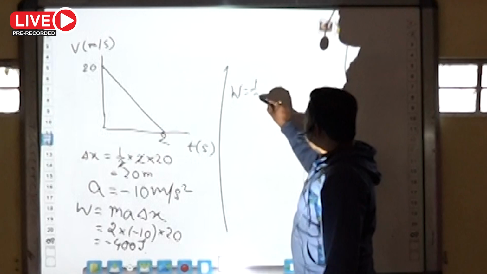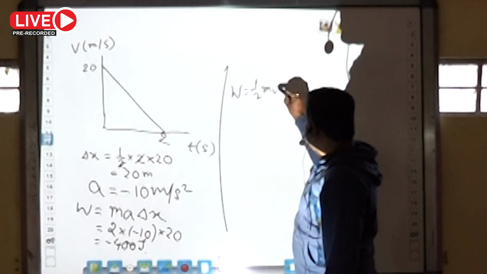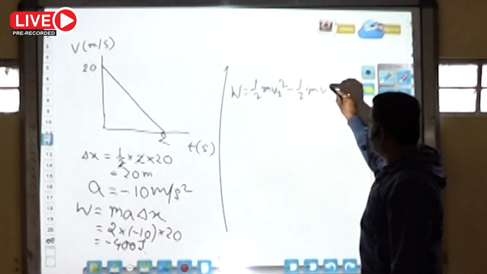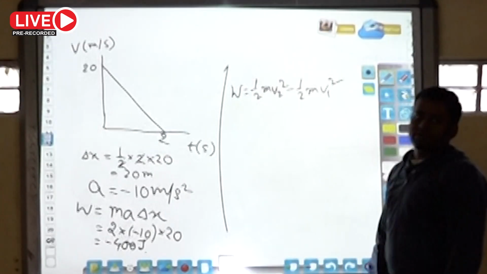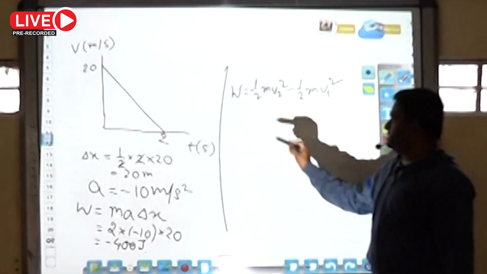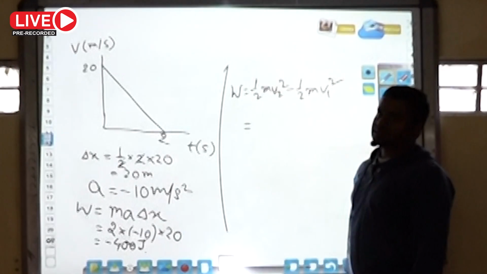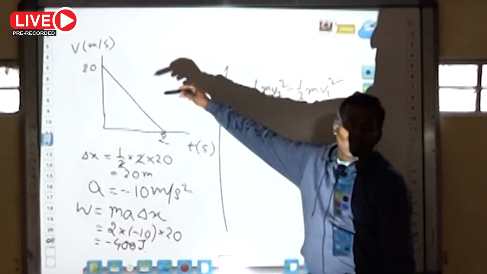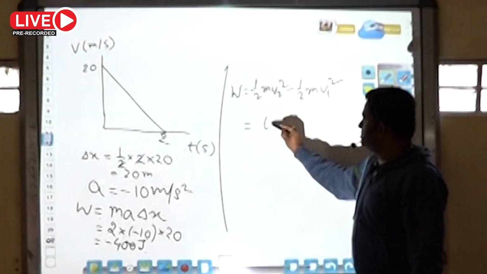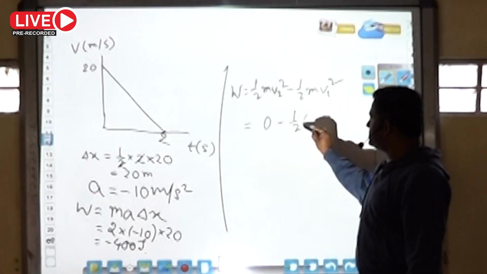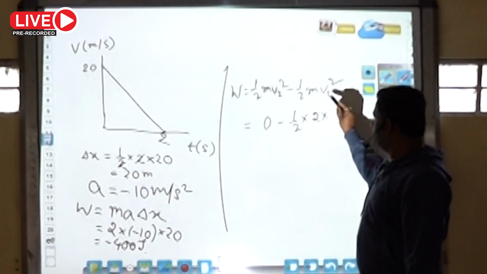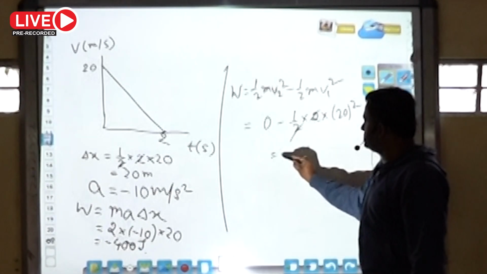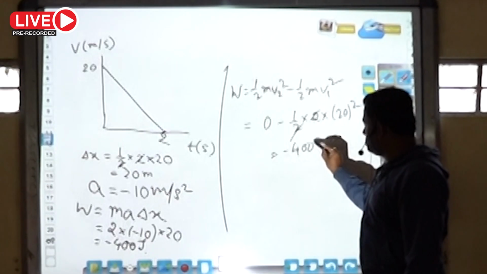W equals half m v2 squared minus half m v1 squared, where v1 is the initial velocity and v2 is the final velocity. Then what is v2? 0. Minus half, mass is 2, V is 20, so it is directly coming minus 400 joule.